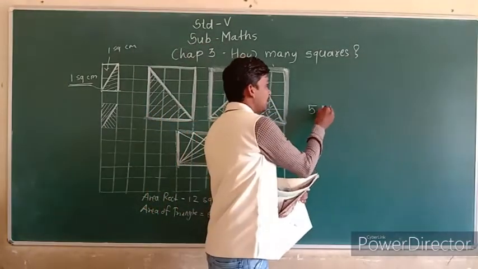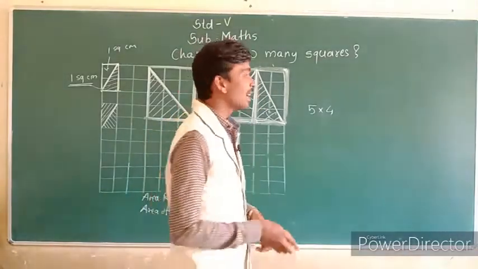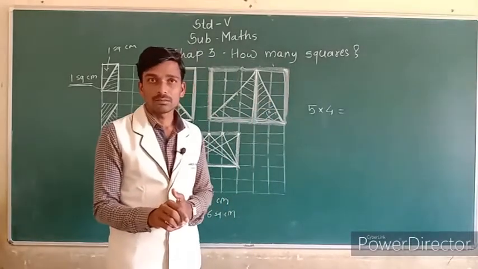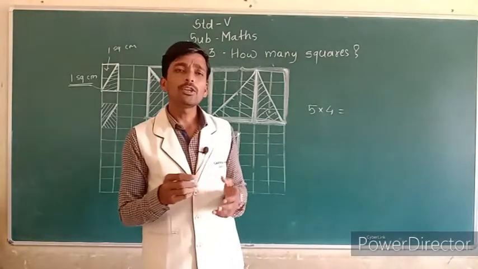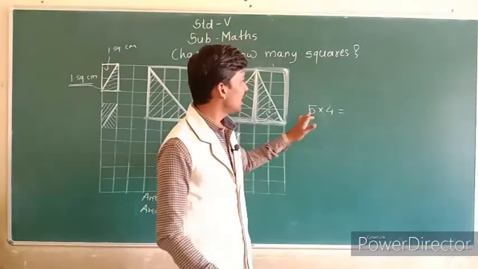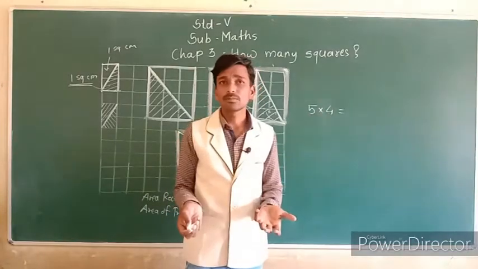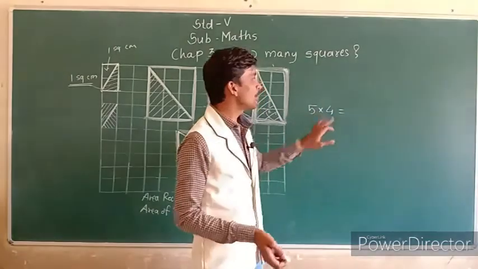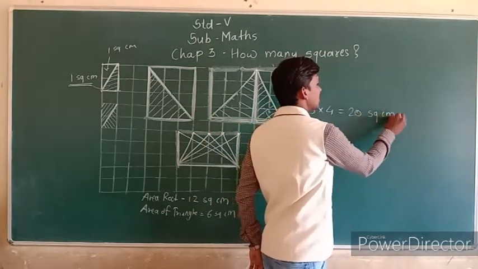So I can multiply these two numbers. When you multiply these two numbers, you will get the area of that rectangle. When we have to find the area of a rectangle, what is the formula? Length into breadth. The length is 5 and the breadth is 4. When you multiply these two numbers, you will get the area. 5 4s are 20. That is square centimeter.